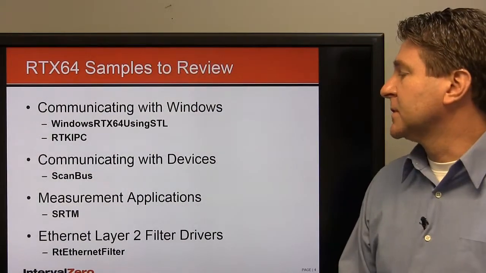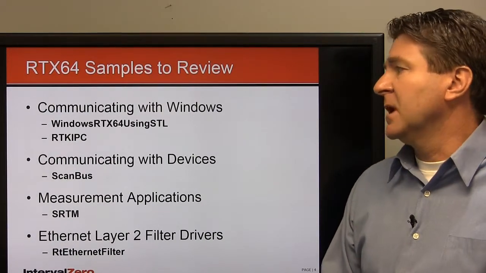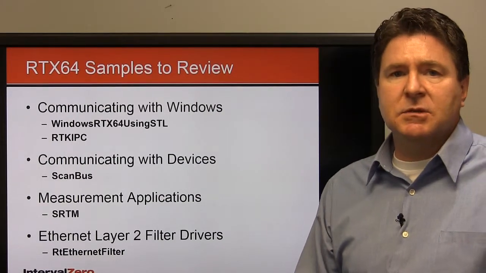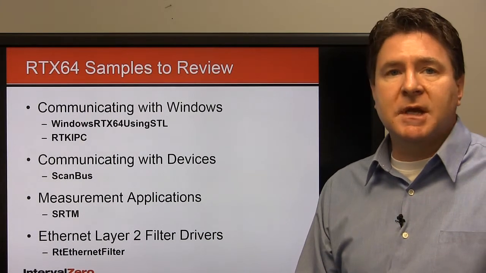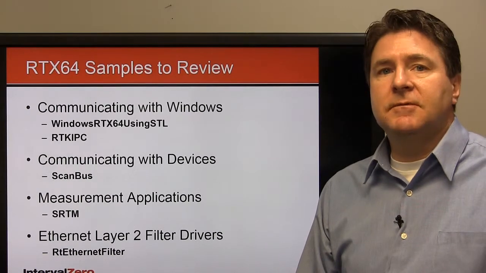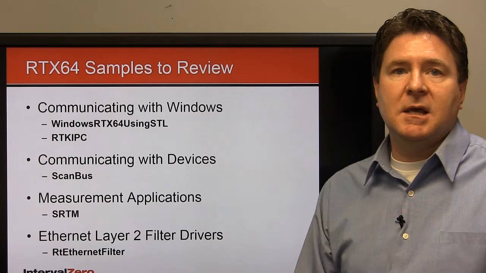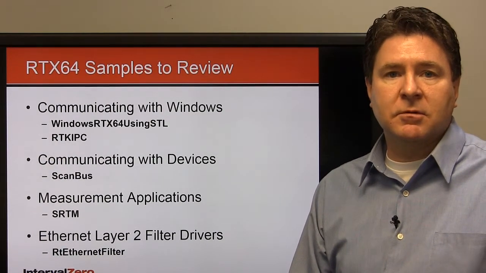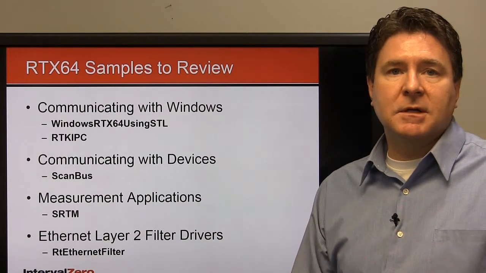The samples that we're going to cover today fall into a few categories. The first one is communicating with Windows. When you have a real-time process, it's going to probably need to pass data to a non-real-time process, either for a GUI or a database, and it may have to go 2 ways. So we have 2 samples, the Windows RTX64 using STL. It demonstrates that, as well as the RTK IPC. And the RTK is actually a kernel program, a Windows kernel program, talking and signaling a real-time process.